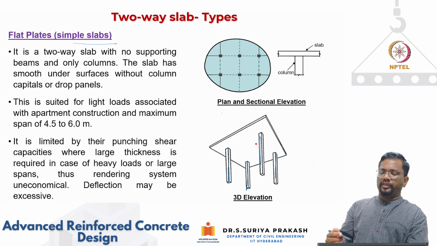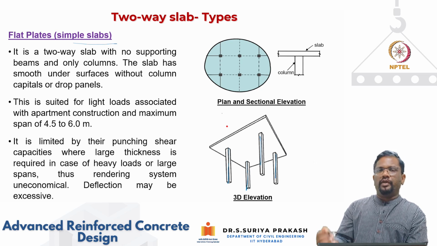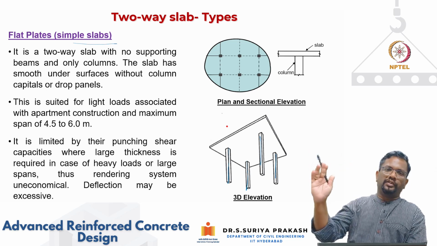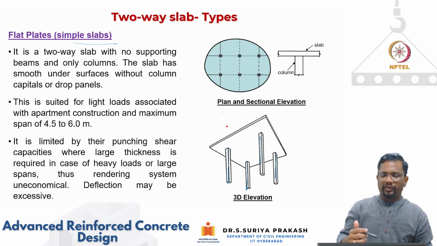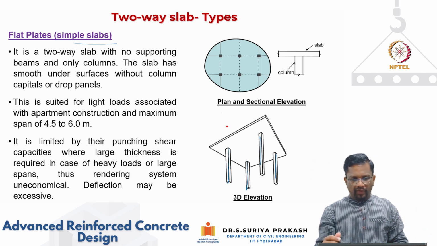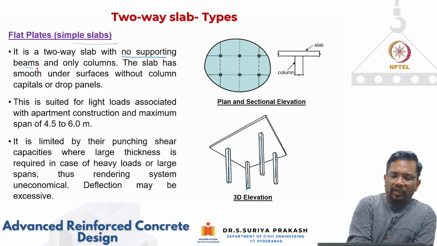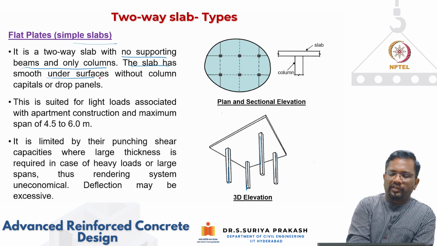Nowadays, in commercial buildings, these kinds of systems are getting more and more popular, and these are designed to take care of only gravity loads. For lateral loads, I need to have some other shear wall system or some kind of moment resisting frame at other locations along the periphery of the building. So it is a two-way slab with no supporting beams, supported directly on columns. The slab has smooth undersurfaces without column capitals or drop panels.